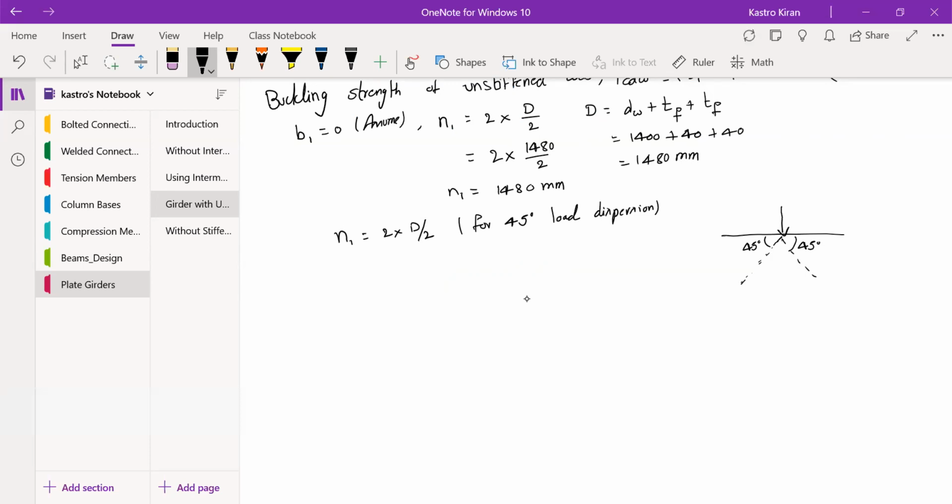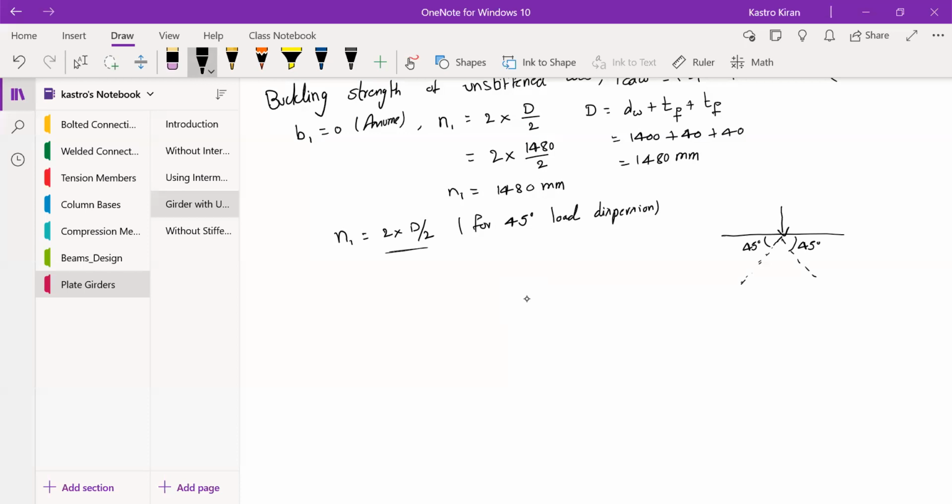So that's the key point here. When you have the 45-degree load distribution, then the value of N1 will be 2 times D by 2. Usually most of the point loads will be distributed at this angle only. Since we are designing the plate girder with point load, I am assuming it directly as 45 degrees, and then I have taken this value of N1 as 2 times D by 2.